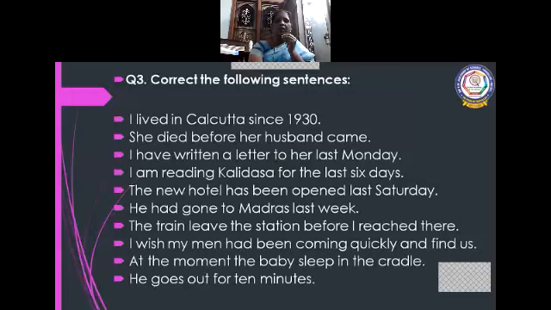I wish my men had been coming quickly and find us. I wish my men would come quickly and find us. At the moment the baby sleep in the cradle. At this moment the baby is sleeping in the cradle. He goes out for 10 minutes. He has gone out for 10 minutes.